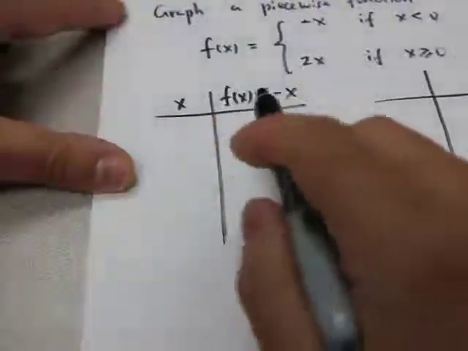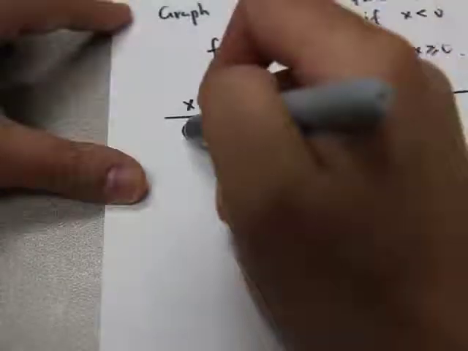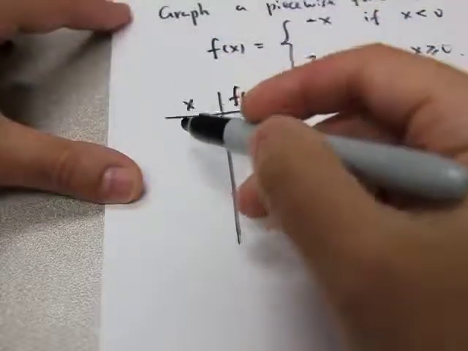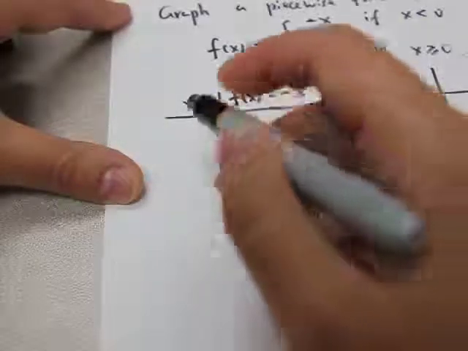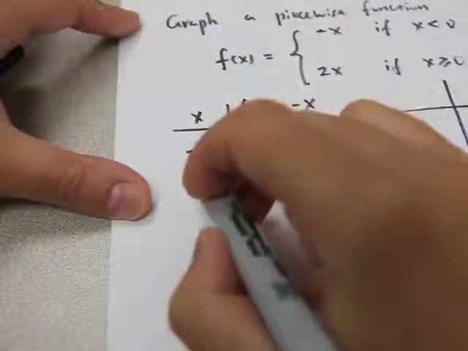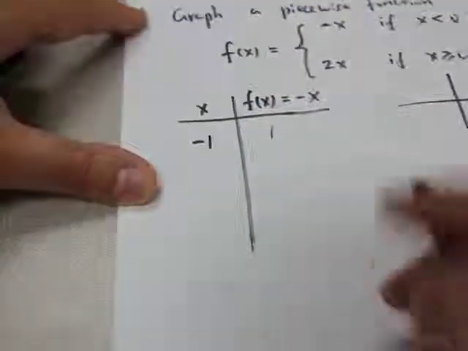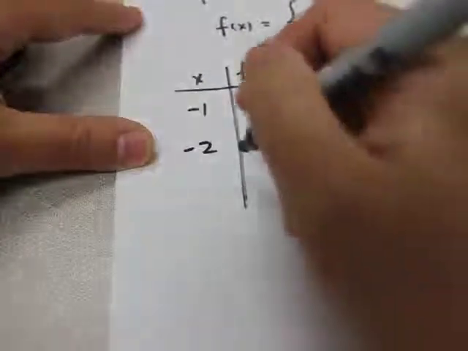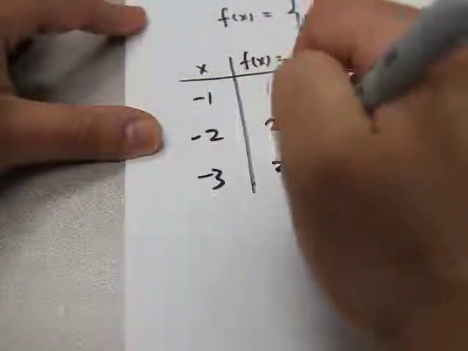So now let me graph the first piece. Since we are given that the inputs have to be less than 0, here I can only pick numbers which are less than 0 as my x values. So I choose negative 1. If x equals negative 1, the function value is the negative of negative 1, so that's positive 1. If I choose negative 2, it's positive 2, and negative 3, positive 3. Okay?